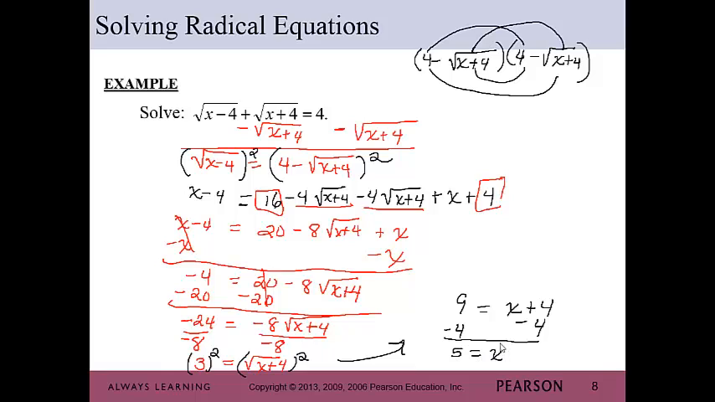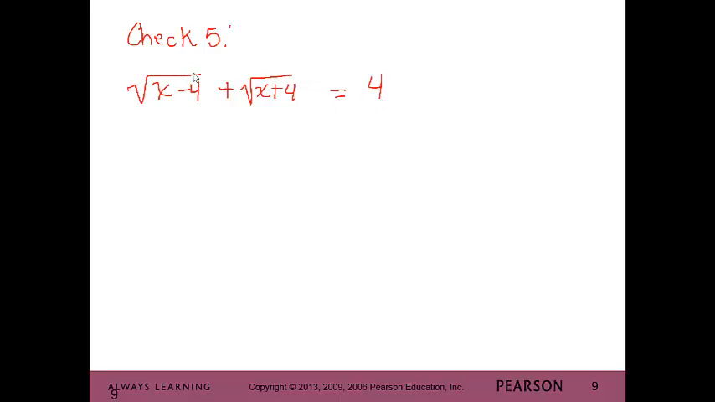So we need to check. Alright, we need to check 5. You're going to put 5 here, minus 4, plus the square root of 5 here, plus 4, is equal to 4. Change colors.